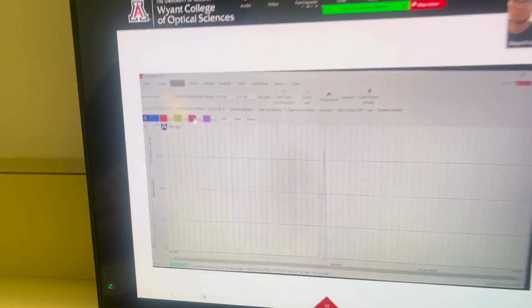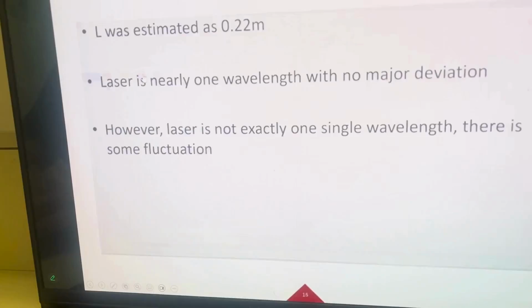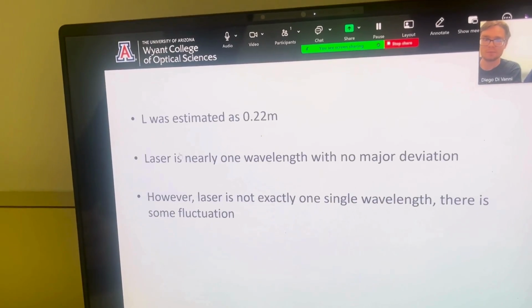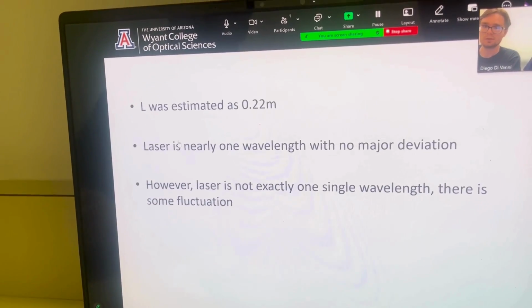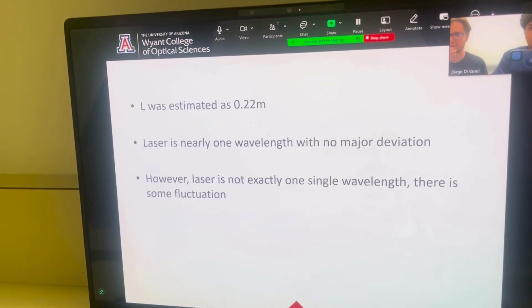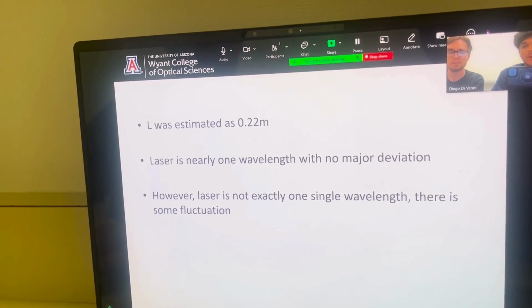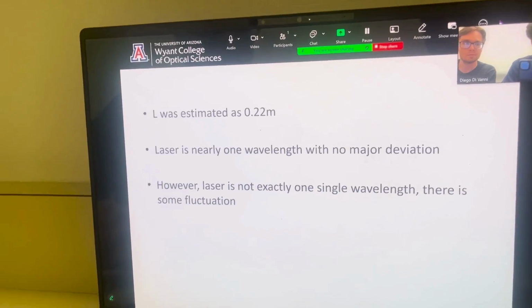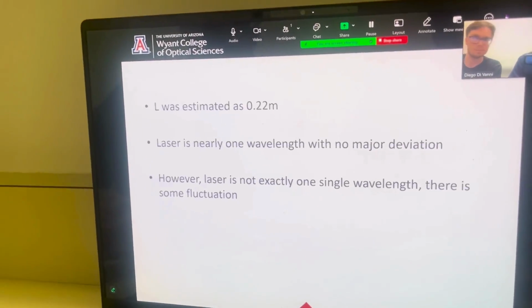So here's the second setup with the same thing, but a different optical spectrum analyzer. Here's the peak that we registered in the second setup. We measured the length of the cavity to be estimated at 0.22 meters. The laser is nearly one wavelength with no measured deviation, but the laser isn't exactly a single wavelength. There's some fluctuation due to error and manipulation.